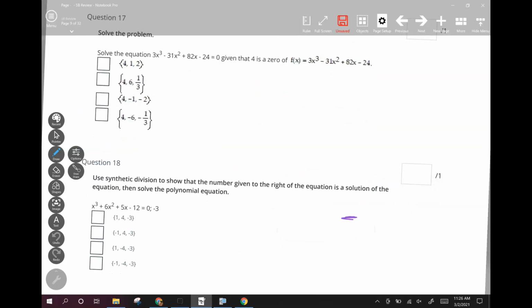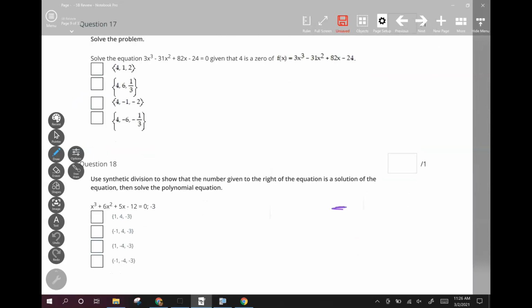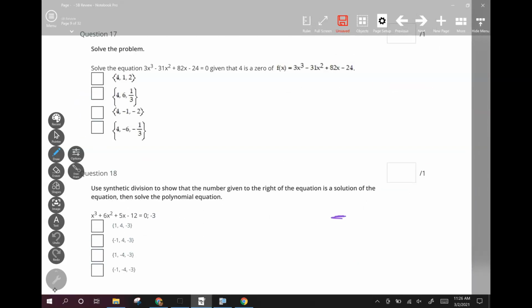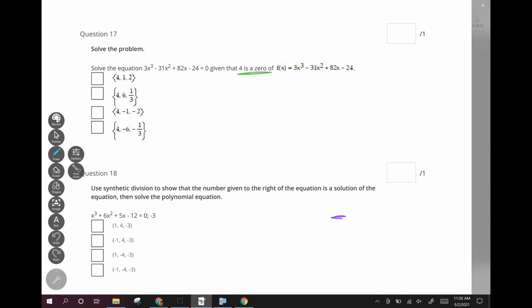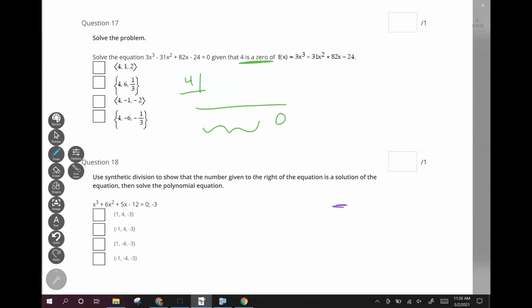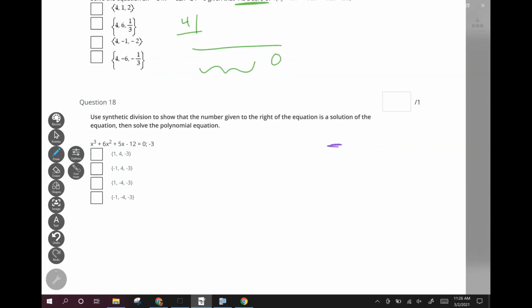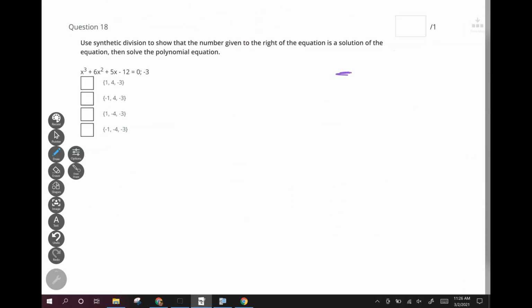It's the same idea here on 17 and 18, and probably some questions after this, but you're given one of the zeros, and then you're asked to solve. So what you want to do is synthetic division. Synthetic division with 4. You should get a remainder of 0. Take the polynomial that you have left there and factor it, or solve, whatever method you want to use to solve that.